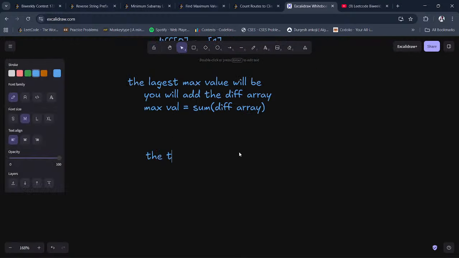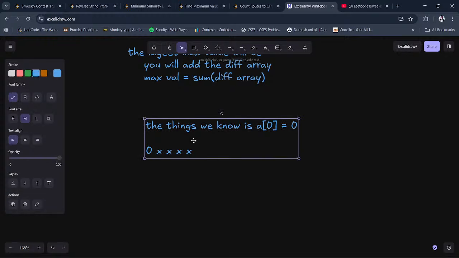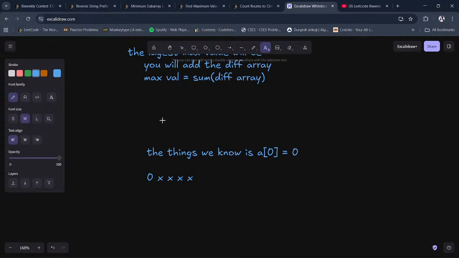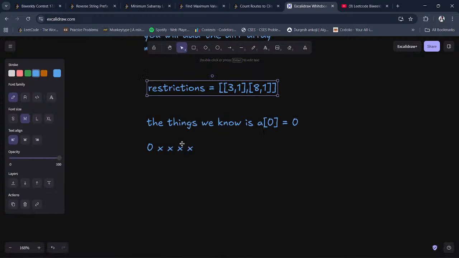The thing we know is a of 0 is 0. So initially the array is 0, then some x, x, x, x, right? So I will just simply copy this and paste it over here. This is restrictions, right?